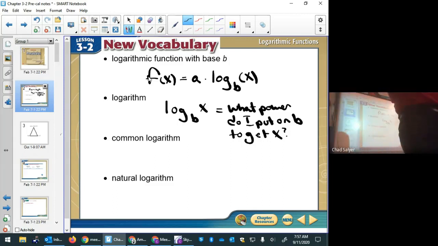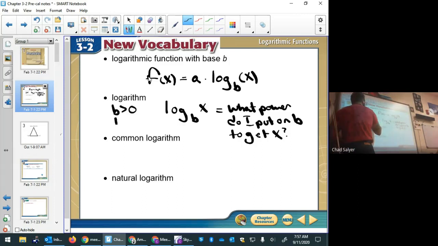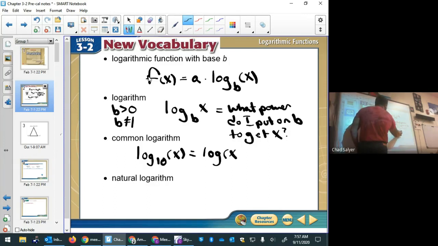So the base of the logarithm follows the same rules as the exponential. So the b has to be greater than 0 and not equal to 1. Same rules as yesterday. But there are some special bases. Every base that meets this criteria is valid, but there are some bases that are particularly useful. The first is the common, which is base 10, and it's generally just written without the base. So if you see no base listed, it's understood to be 10.